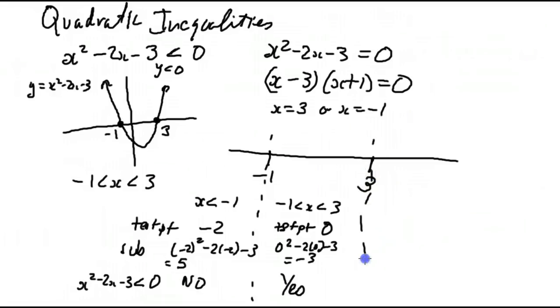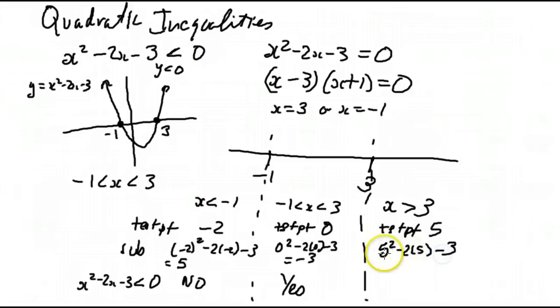And the last region is the region where x is greater than 3. Now, because we know at 3 and at -1 it will be equal to 0. So my test point, let's go with 5. 5 squared minus 2 times 5 minus 3. This is 25 minus 10 minus 3. 15 minus 3 is 12. Is that less than 0? No. So my solution is this: -1 is less than x is less than 3.